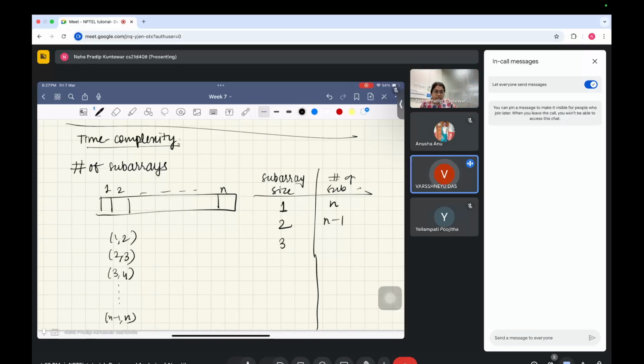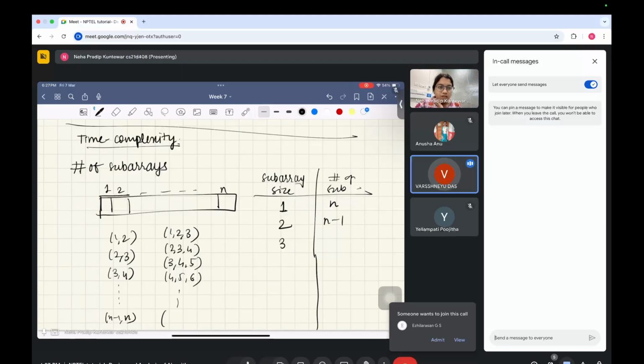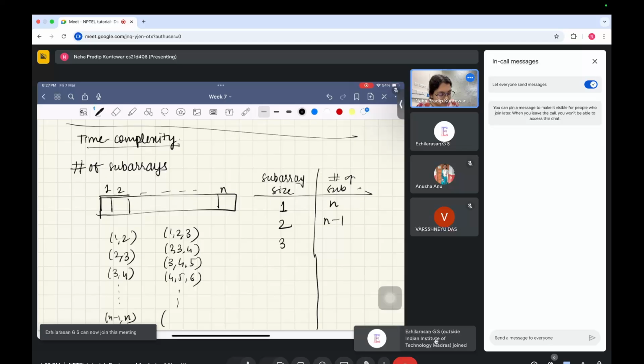Ma'am, NC3. Okay, but we are looking at continuous subarrays, no? So, for example, this is one subarray, which is 1 2 3. Then 2 3 4 is another subarray. So, I'll just write this down: 1 2 3, 2 3 4. You can start at 3 4 5, 4 5 6, and like that, what will be the final count? n minus 2. Good. So this is n minus 2.